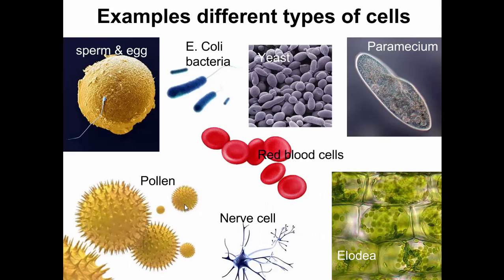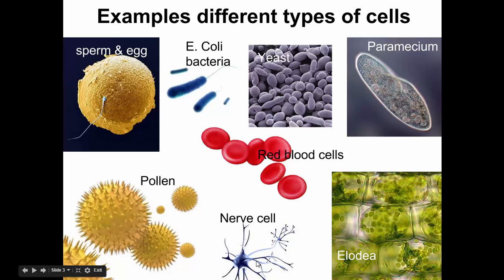So here are some examples of different types of cells. We have our paramecium, we've looked at that under the microscope, that's a single-celled organism. Yeast, here are some yeast cells. E. coli bacteria, here are what those look like. You can see the flagella right here. A sperm and egg cells, so the sperm is one cell, the egg is a different cell, and then they combine. Pollen, here are pollen cells. Pollen is made of cells.